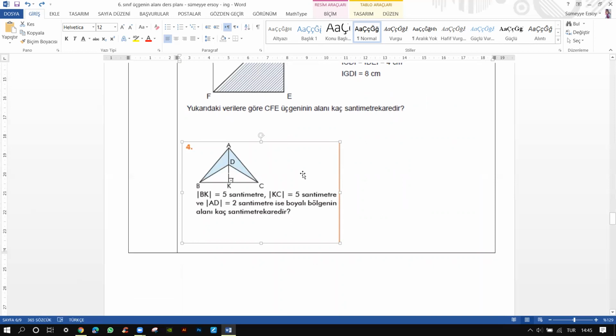The other question is again different from the others, because they can find different solutions for this question. The first one is removing the small triangle, or finding areas of these two triangles separately.